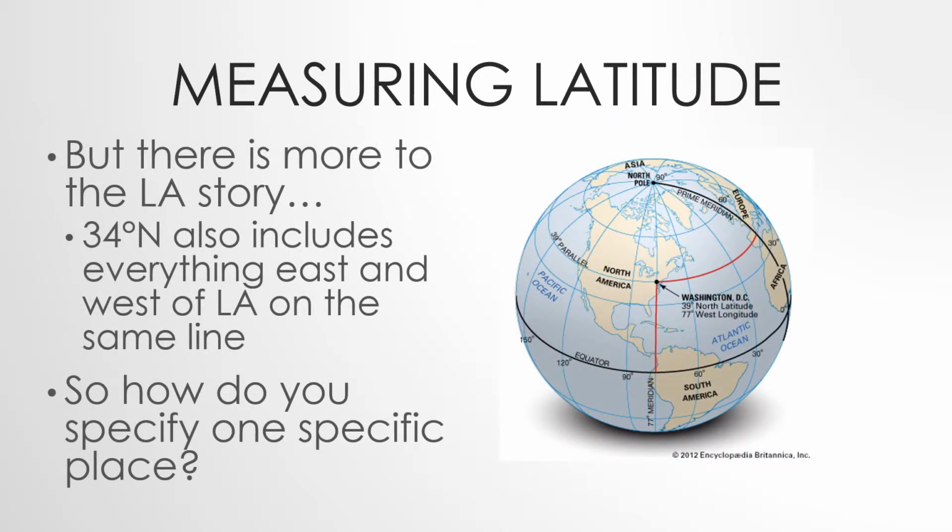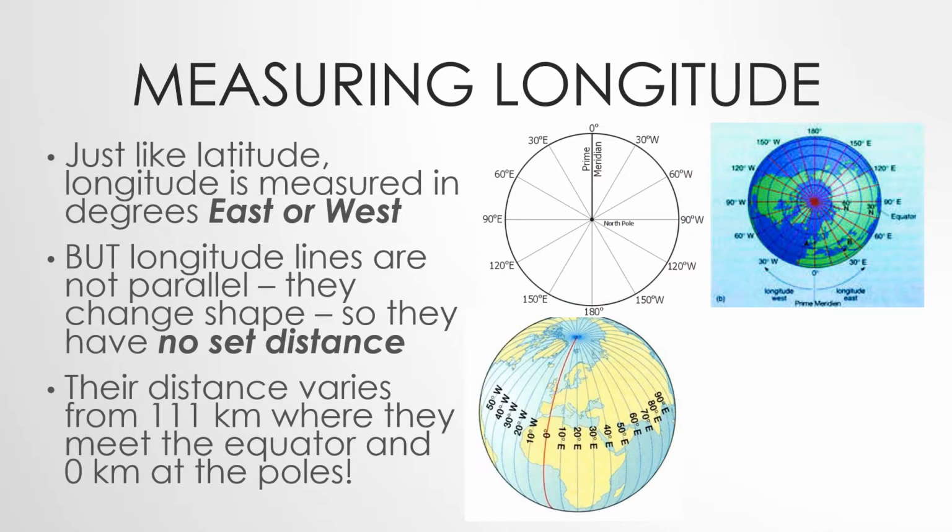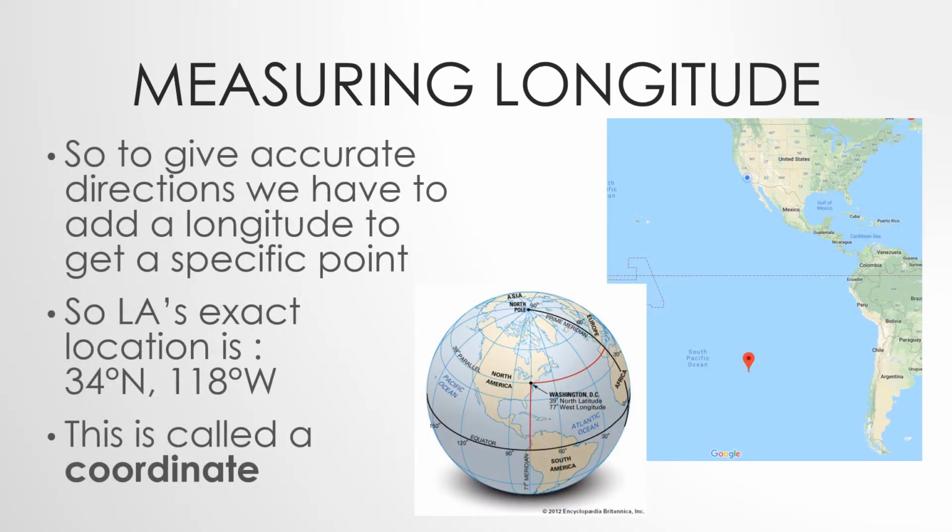But there's still more. If I say 34 north, well, that can also mean anywhere along that line. If you just say go to 34 degrees north, he could end up in Florida or in the middle of the ocean. So we have to tell him a line of longitude as well. So just like with latitude, lines of longitude need to be used in order to give them precise directions. Now, because these ones change their shape, they're not parallel to each other, they have no set distance. So we can't really do the nice, neat numbers with minutes and seconds like we do for lines of latitude. So to give accurate directions, we have to add both.